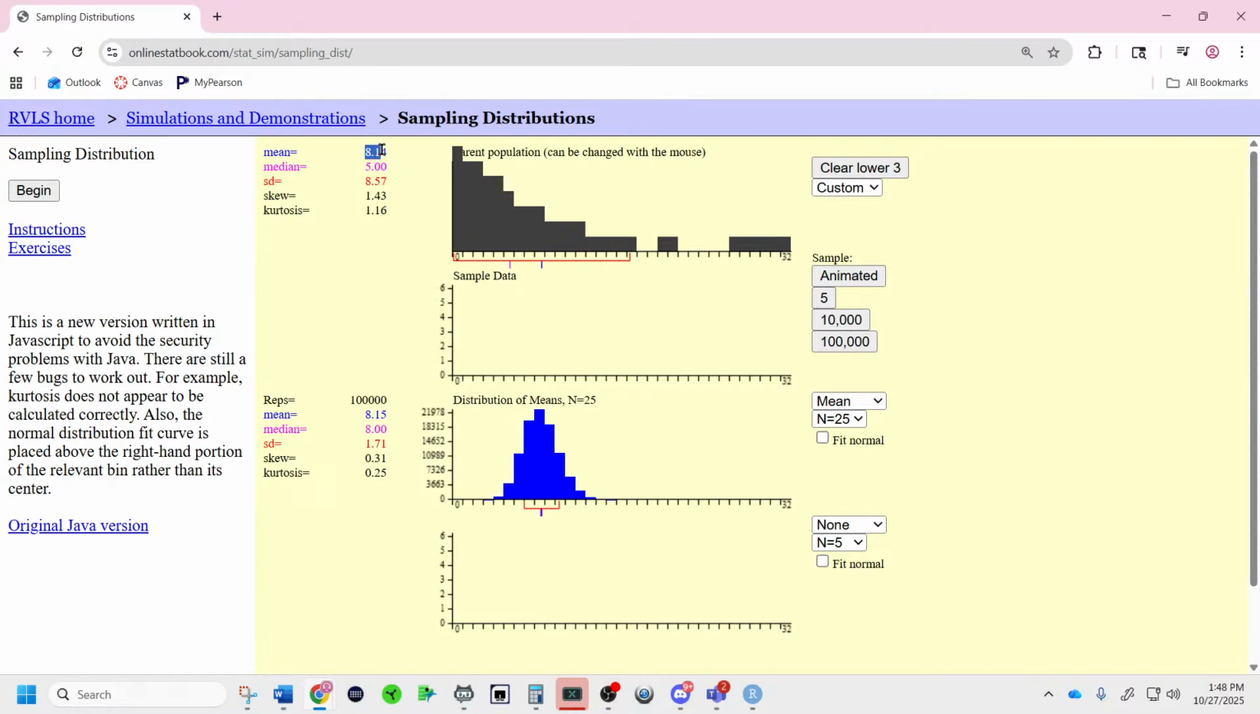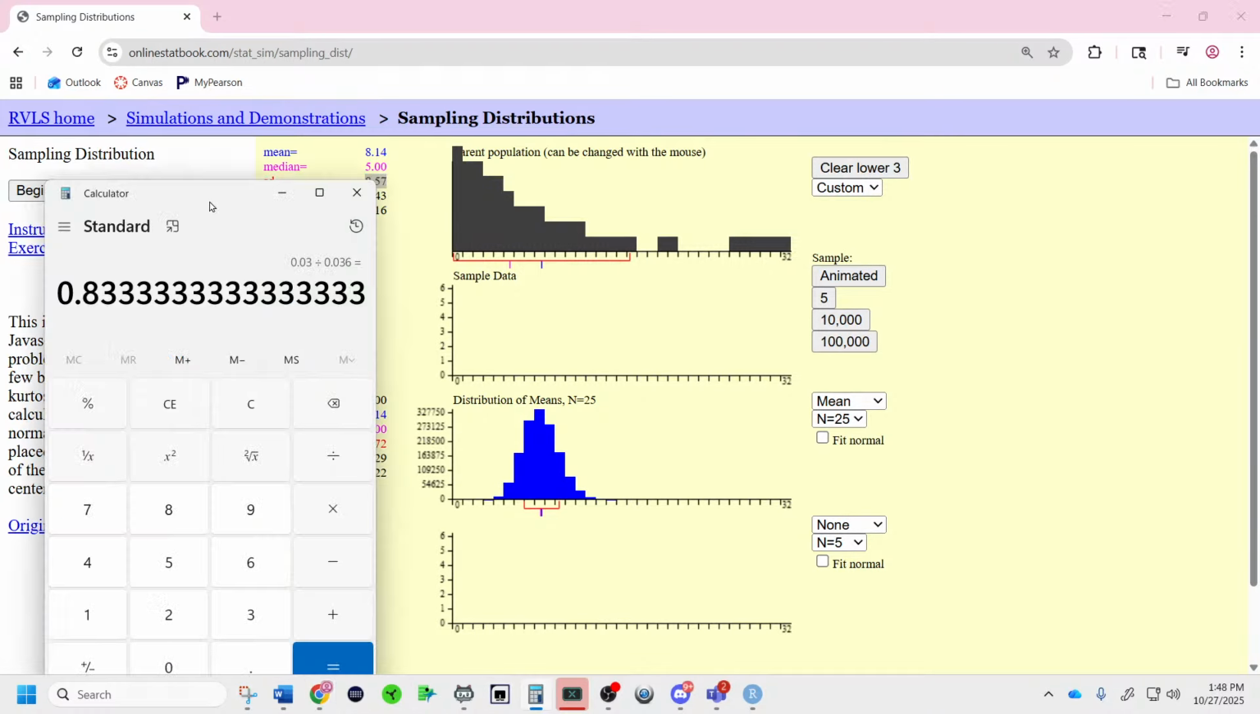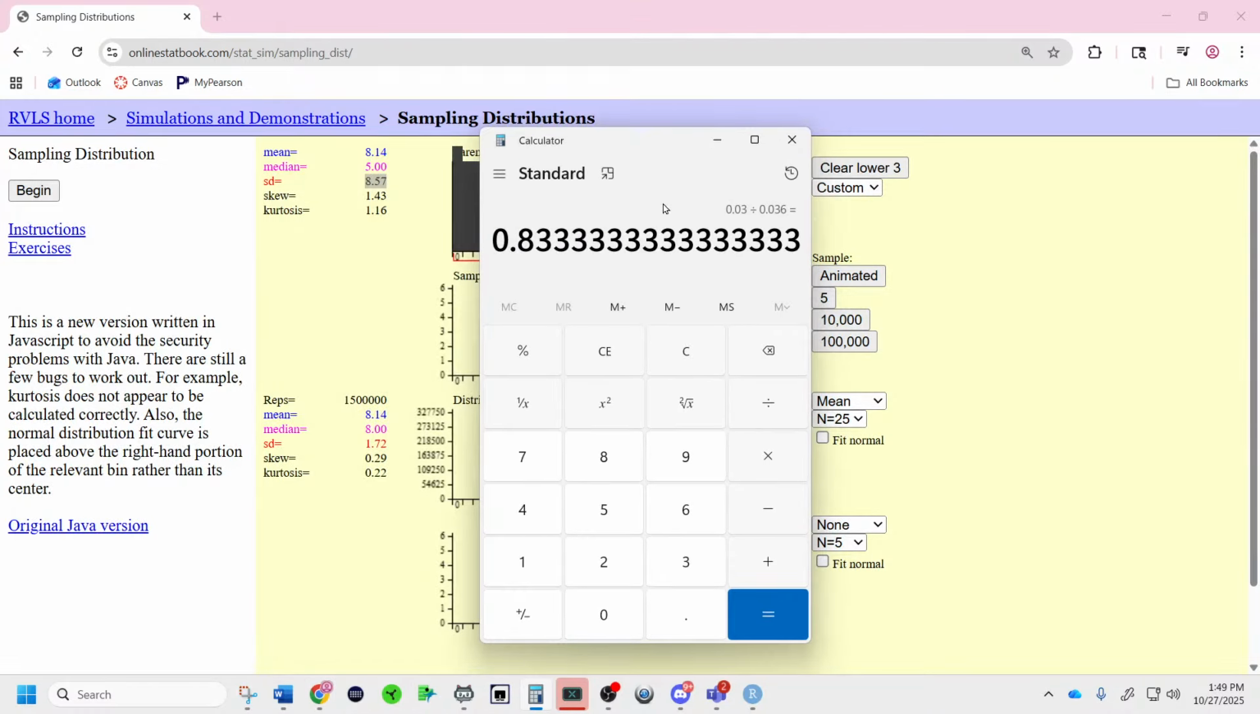This 8.14, I know it says 8.15 there, but watch this. Enough clicks, there we go. Enough clicks and it'll go to 8.14. We can actually calculate the standard deviation right here. The standard deviation would simply be the original standard deviation divided by the square root of 25. 8.57 divided by the square root of 25 is 1.72. And there it is right there. And it will eventually round down probably if we do enough simulations.